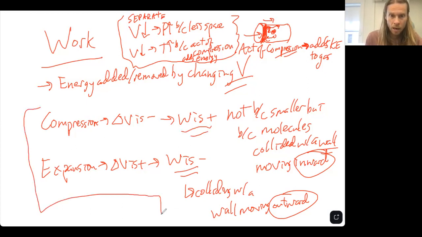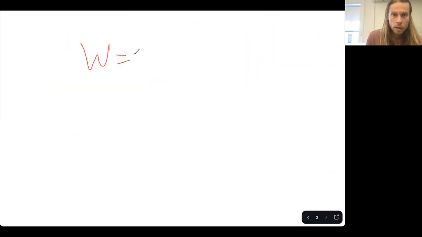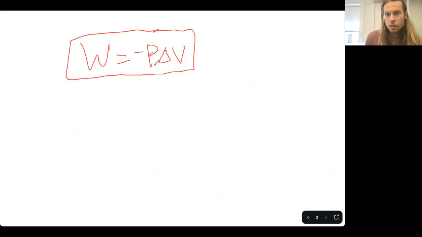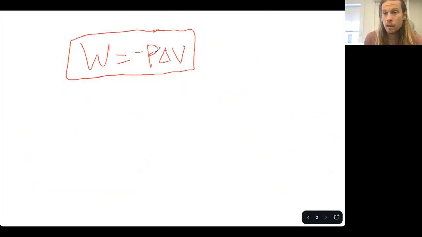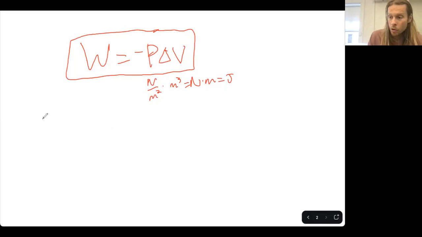So here's the box notes like this. And now we have a formula for it too. Work is negative P delta V. The negative sign confirms the concept that we said here, and it depends on the pressure pushing over a change in volume. Newton per square meter times cubic meter is a Newton meter, which is a joule. So indeed, pressure times change in volume gives you energy. Easy done.